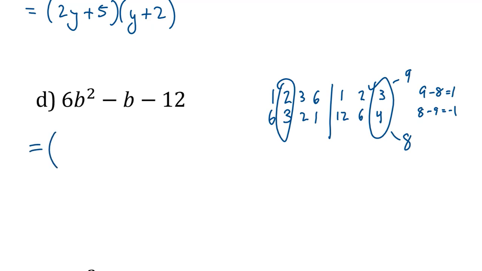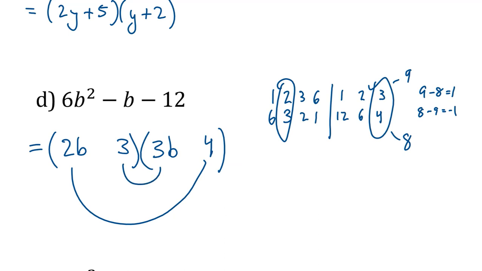So it's 2b and 3, and 3b and 4. And do I want 9 minus 8 or 8 minus 9? I want 8 minus 9. So if this is giving me the 9 and this is giving me the 8, I want that one to be negative so that I get negative 9 plus 8, because 8 minus 9 is your negative 1. Everybody okay with that one?